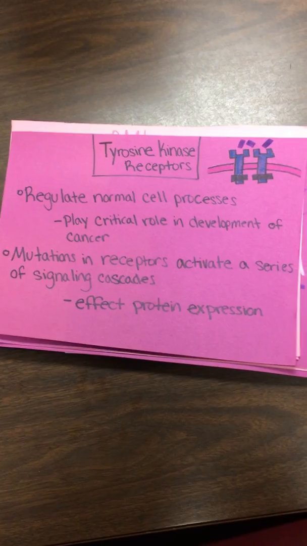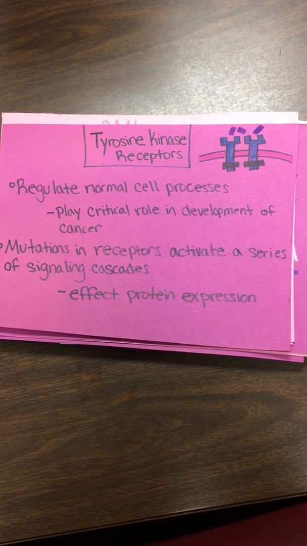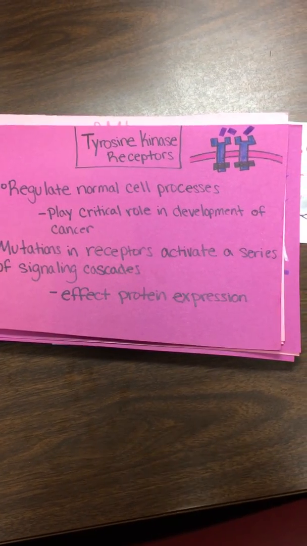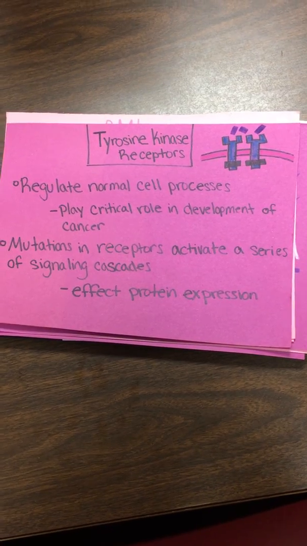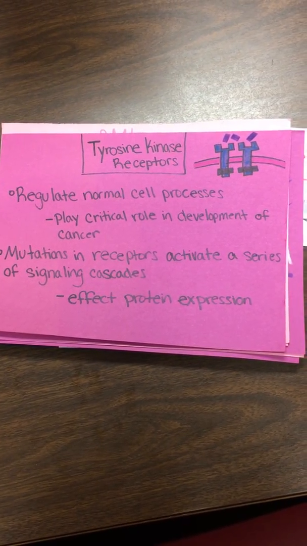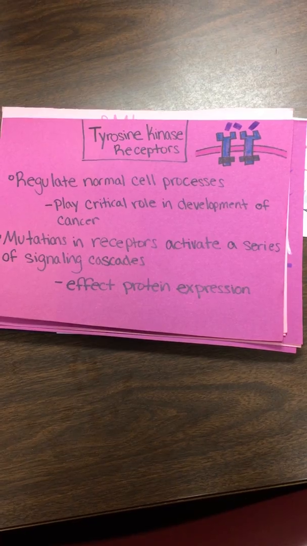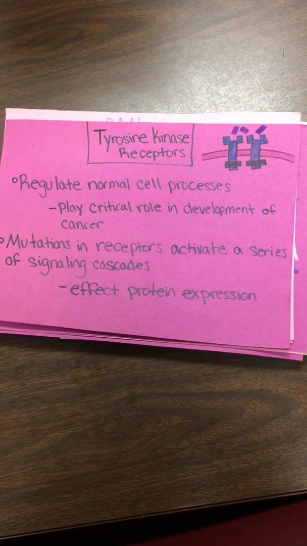Tyrosine kinase receptors regulate normal cell processes and play a critical role in the development and progression of numerous cancer types. Mutations in receptors activate a series of signaling cascades that affect protein expression. A dysregulation of RTK signaling leads to cancer, such as CML.